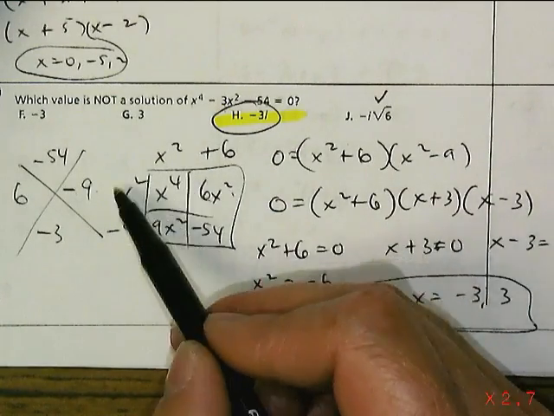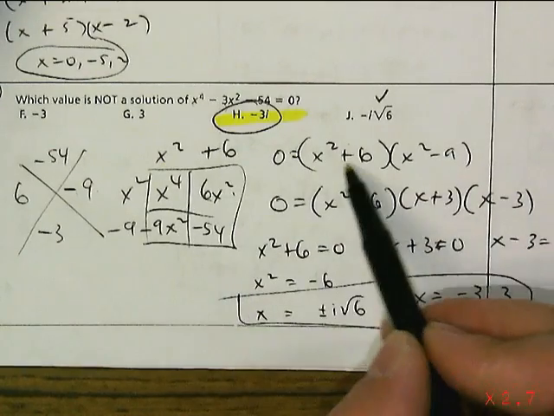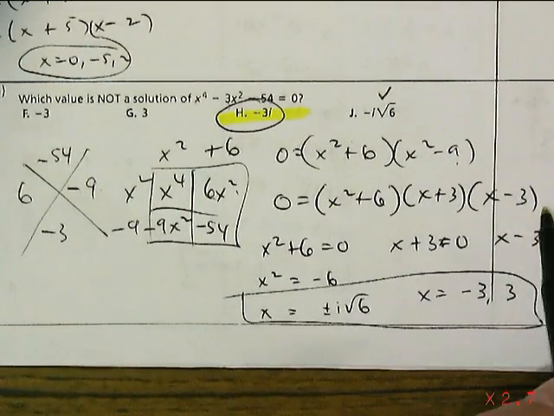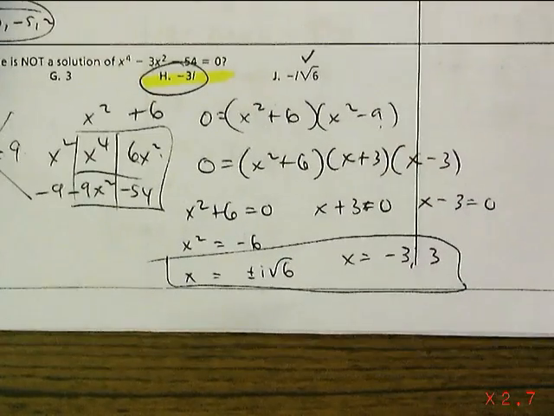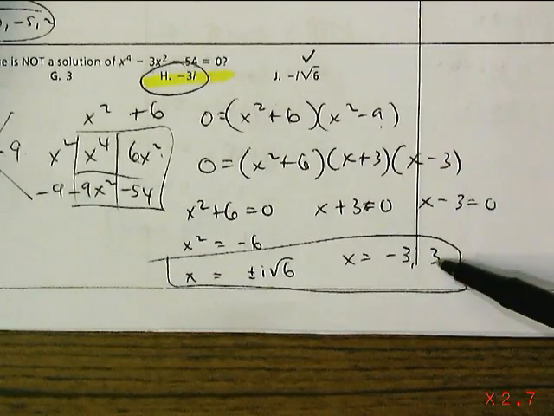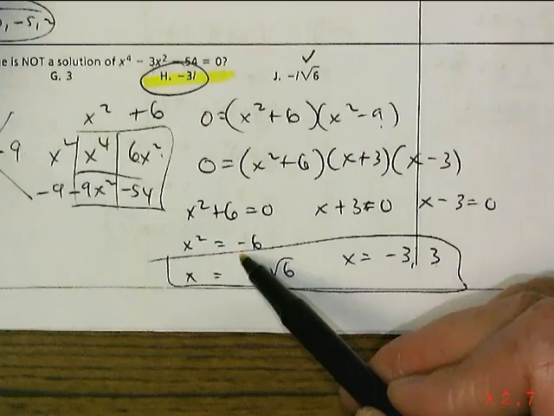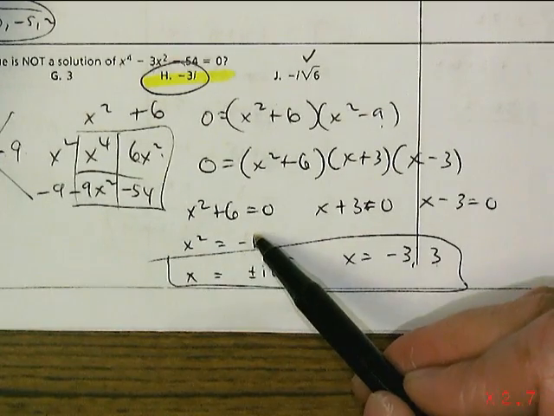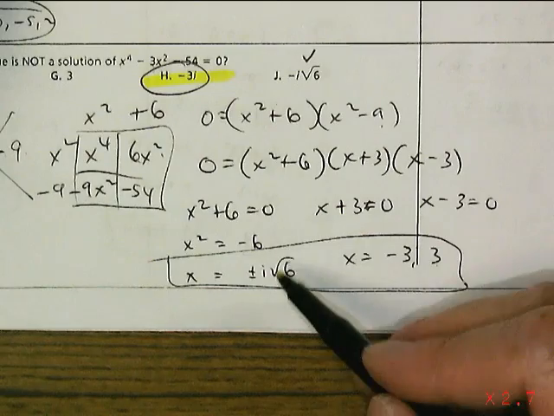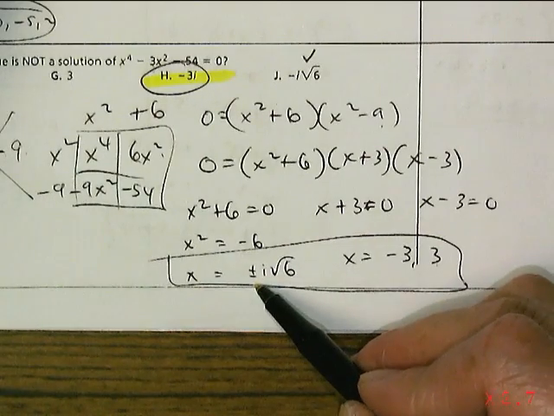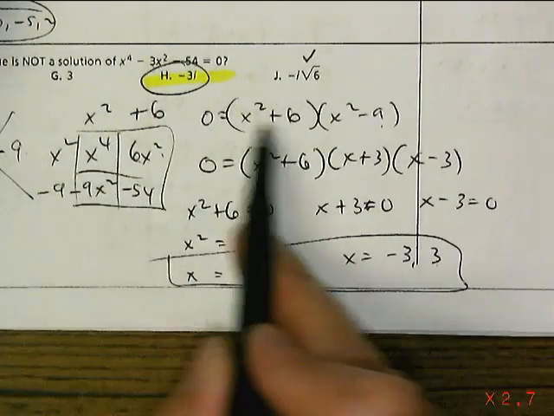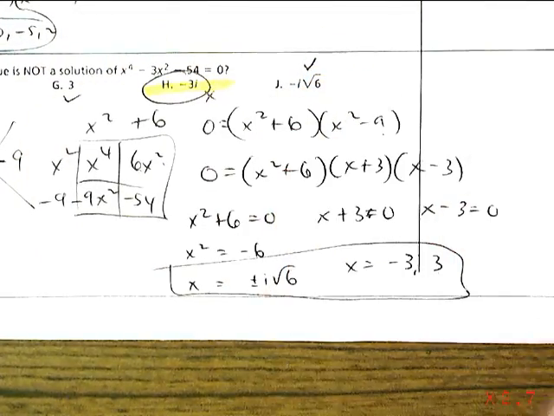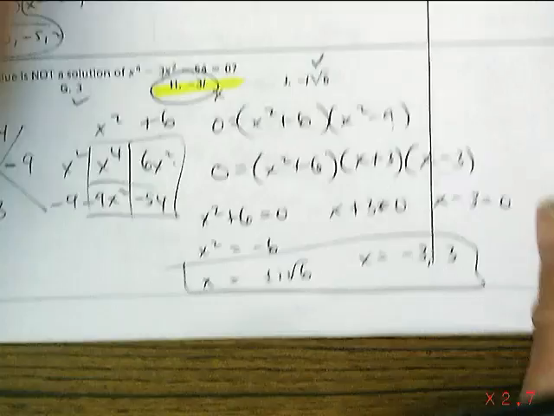So you just take out your GCF there, and you'll have x squared plus 6 and x squared minus 9. I notice this is a difference of squares. Zero product rule to solve. X equals 3, x equals negative 3. Subtract 6. Take the square root. You're going to get plus or minus square root of negative 6, which is i square root of 6. Don't forget plus and minus. And I noticed that these are all checks. They are solutions. The only one that's not a solution is this one, H.